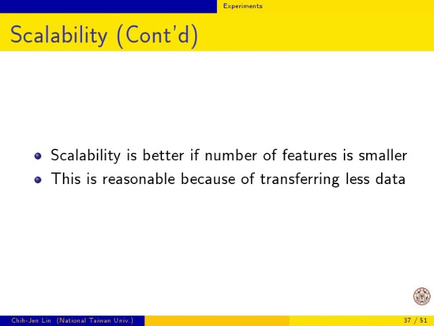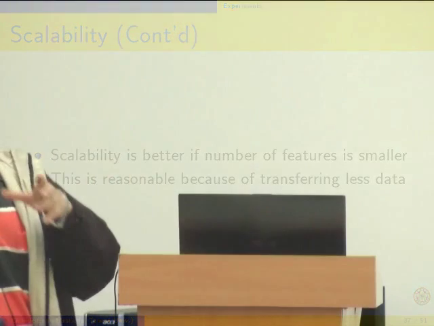So the main problem is that we see that communication cost is actually a concern. That's the main conclusion. And the reason is simple. Scalability is going to be better if your number of features is smaller, because then your communication cost is lower, right? But when your number of features is larger, because you have to transfer so many elements to different nodes, then of course your scalability is not so good.